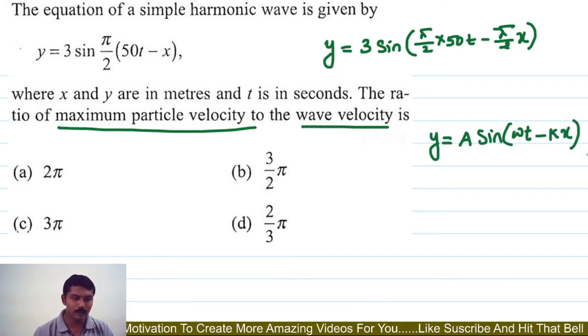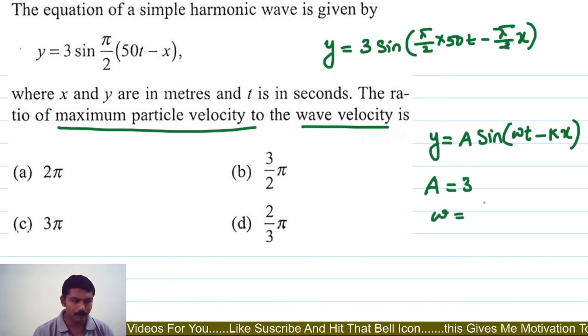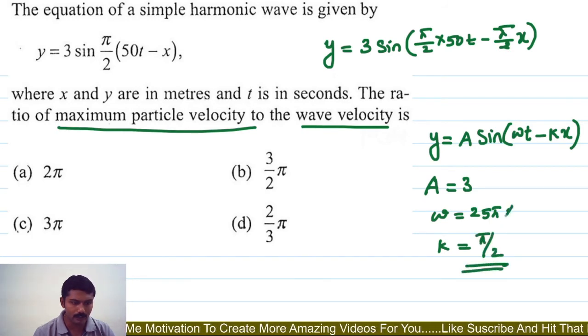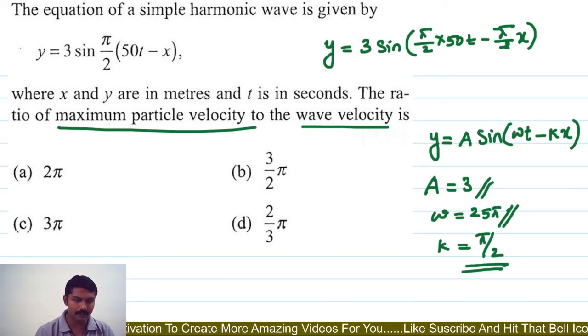So from these values, if I compare the different terms, you will get amplitude equal to 3. Then omega will be equal to pi by 2 times 50, the 2 cancels, and you get 25 pi. Omega is equal to 25 pi. Then the k value will be equal to pi by 2. So these are the values you get out of this comparison.